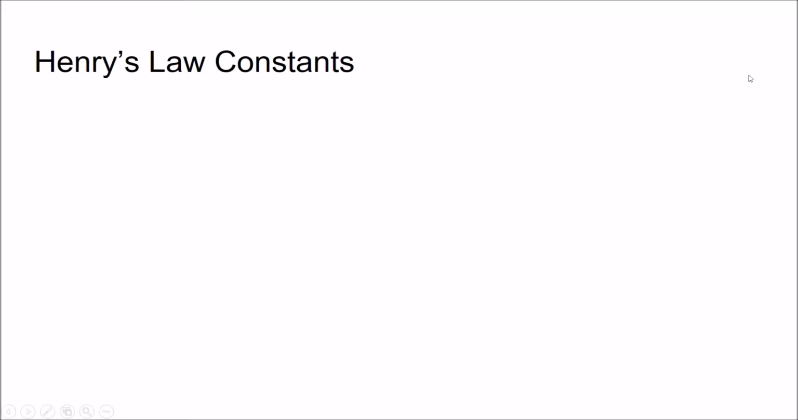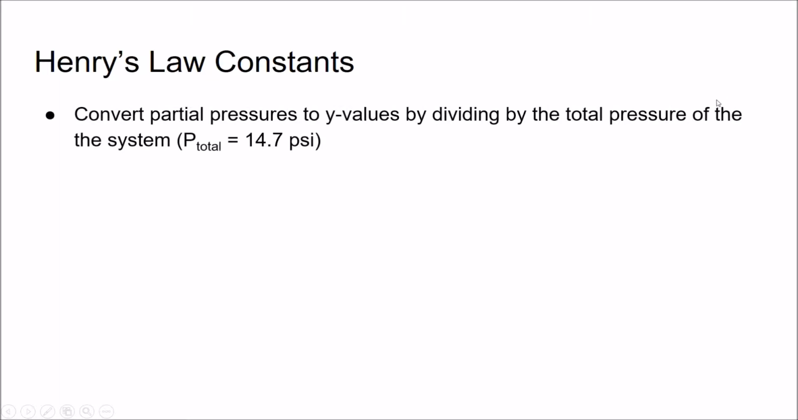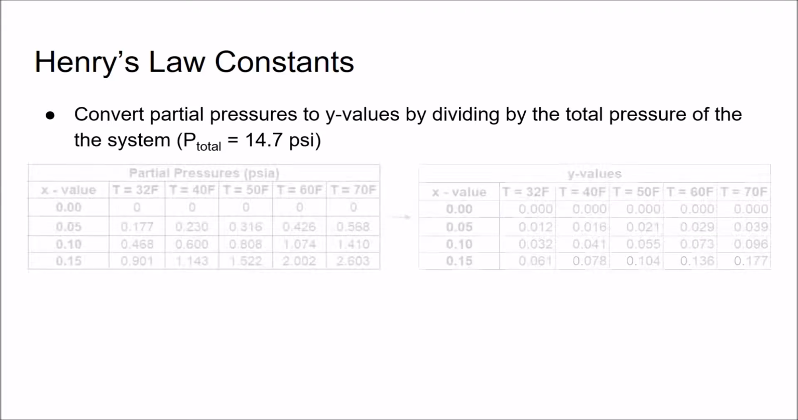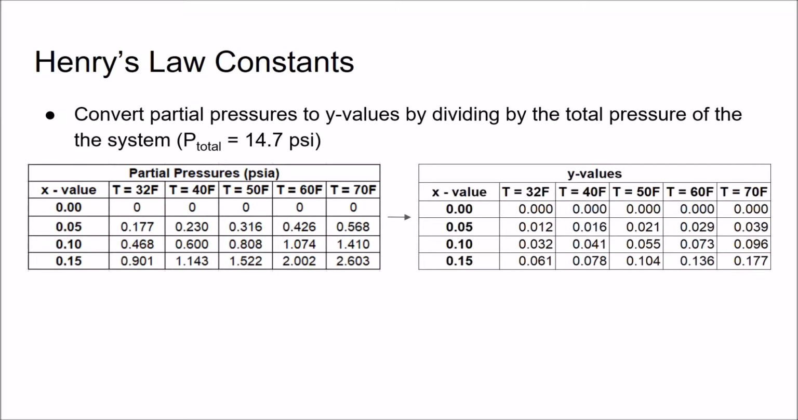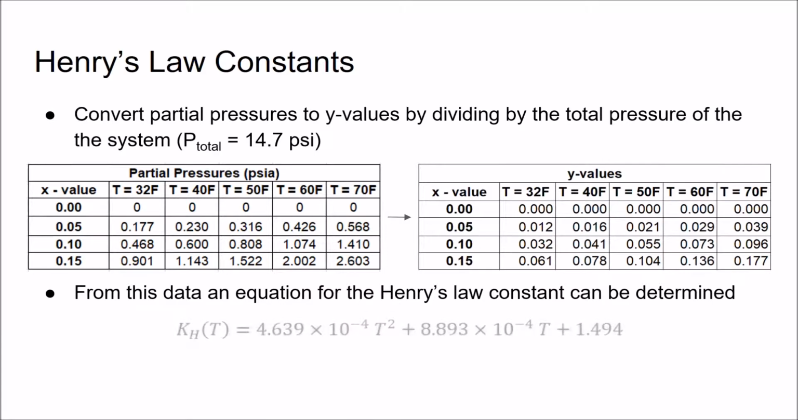The Henry's law constants used in this experiment were obtained from experimental data found in Perry's Chemical Engineering Handbook. To obtain these values, the partial pressures must be converted to Y values by dividing by the system pressure, which in this case is atmospheric pressure. From this data, the Henry's law constants can be determined by regressing an expression shown below. This gives us the Henry's law constants over a range of temperatures.